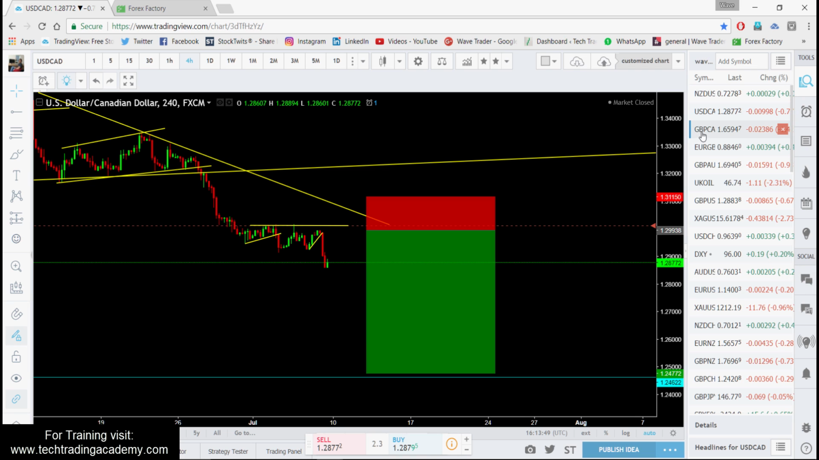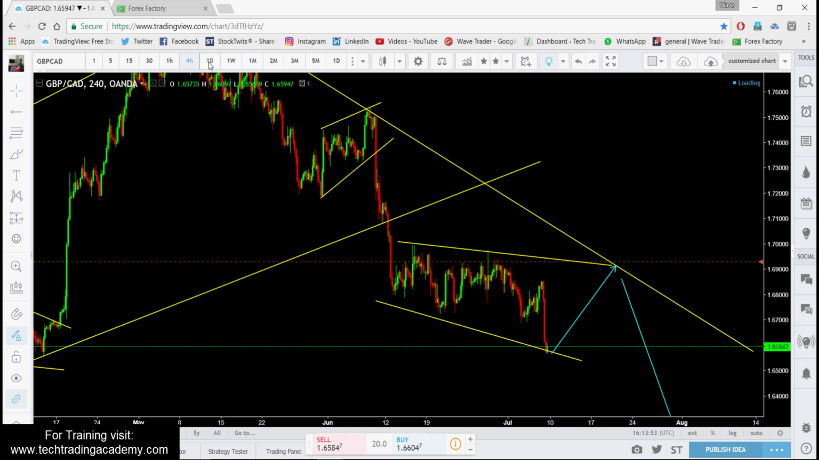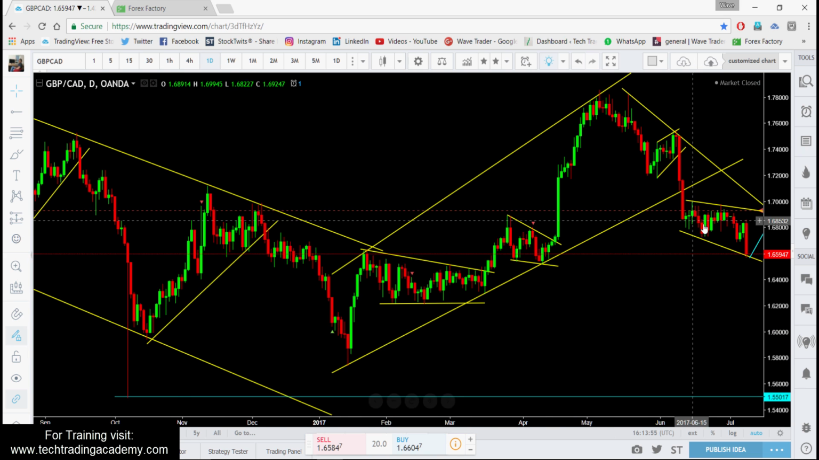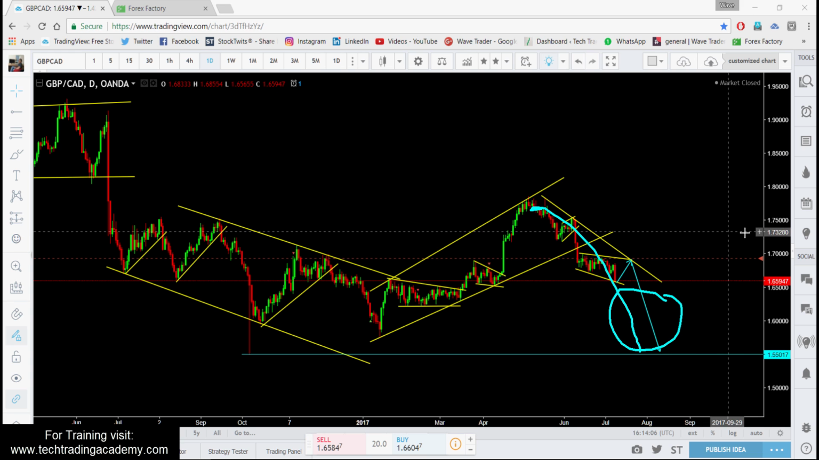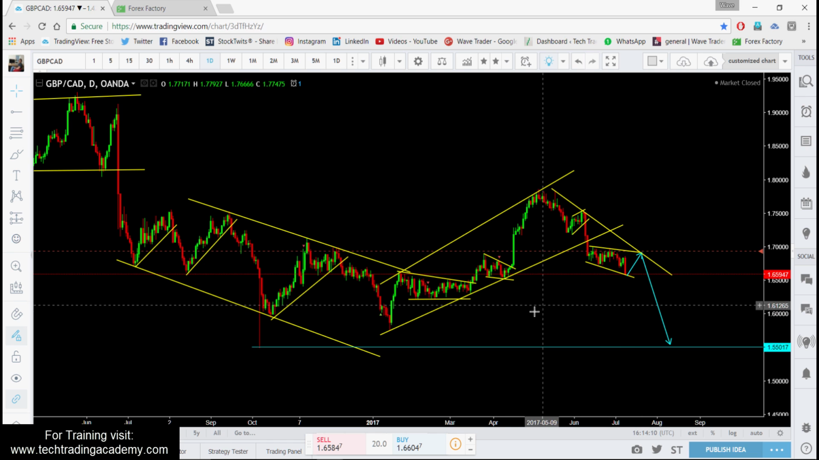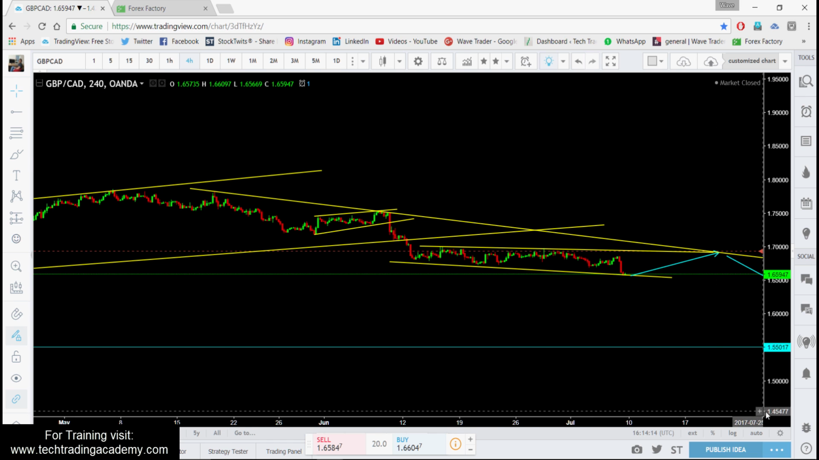Let's look at the pound CAD. Similar to that, pound CAD is also in a strong bearish trend to the downside. If you fellows remember, we were looking to sell this pair from that top all the way to the bottom. So we're going to go for that trade as well. How are we going to look for a sell on pound CAD? Similar to USD CAD.